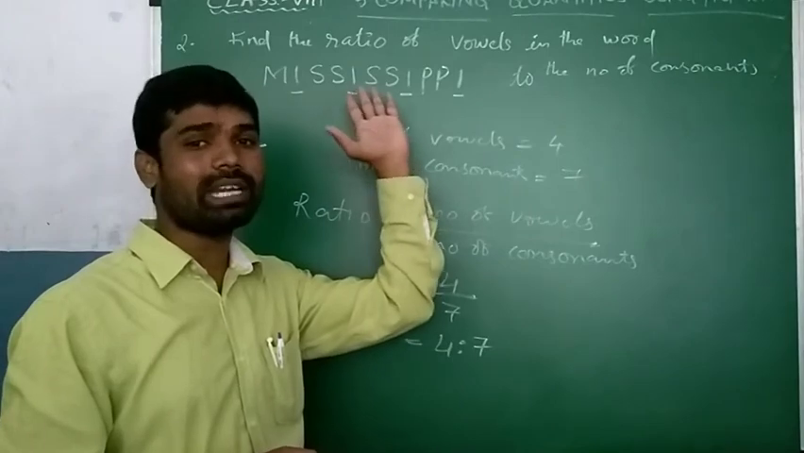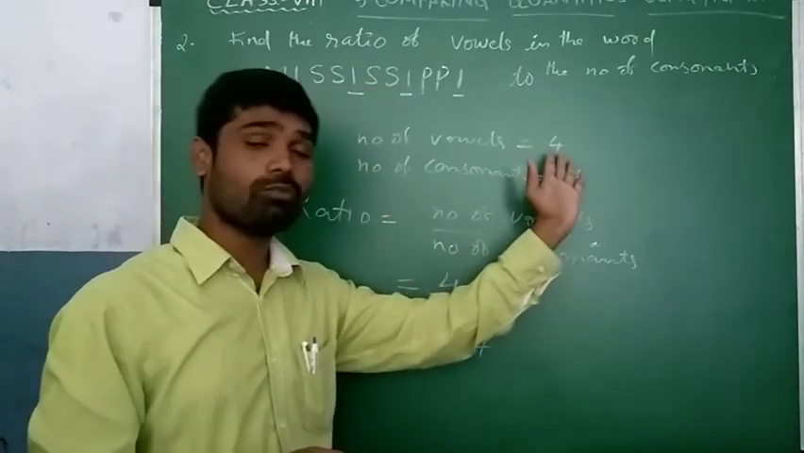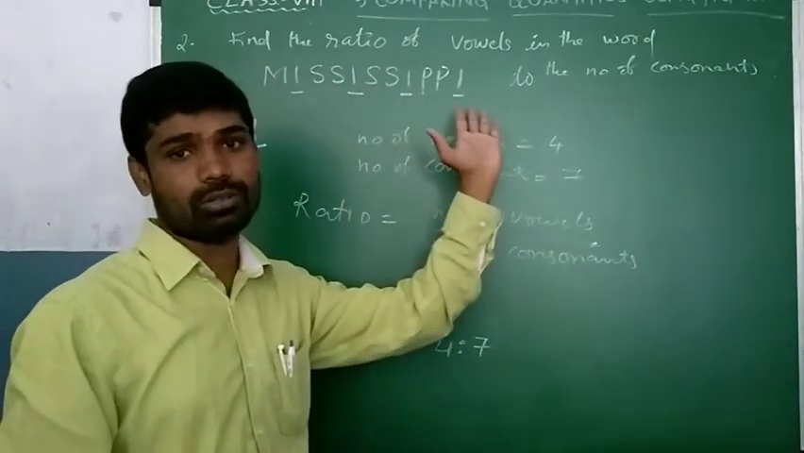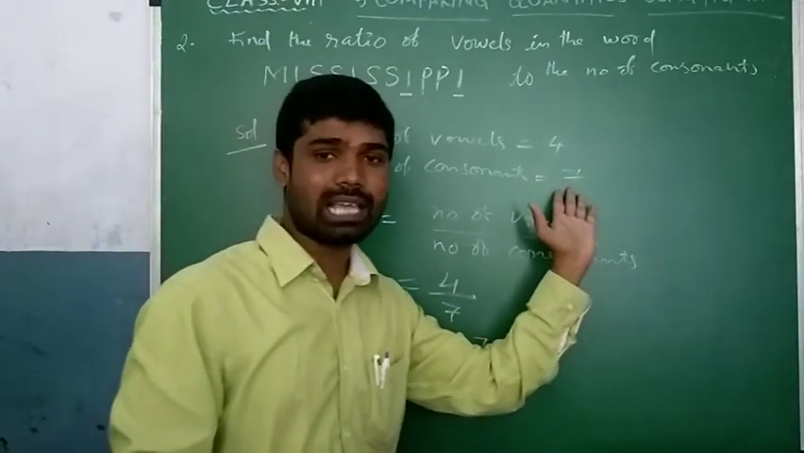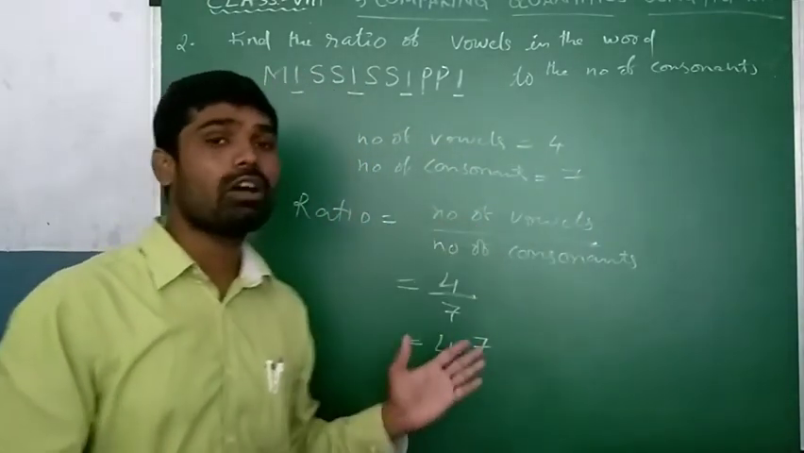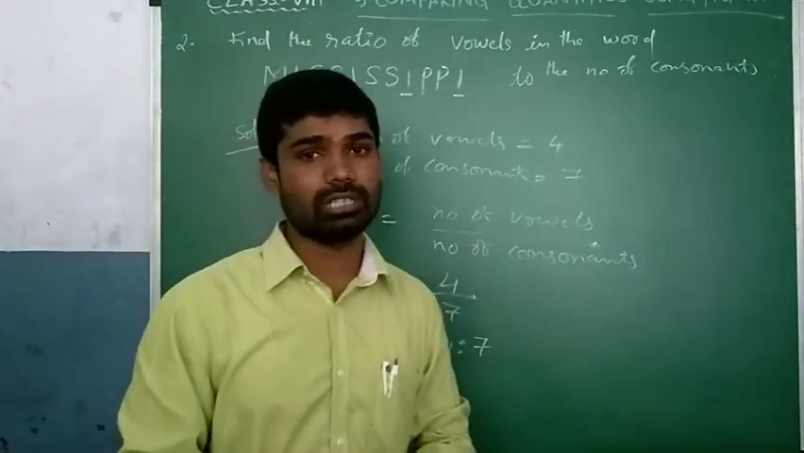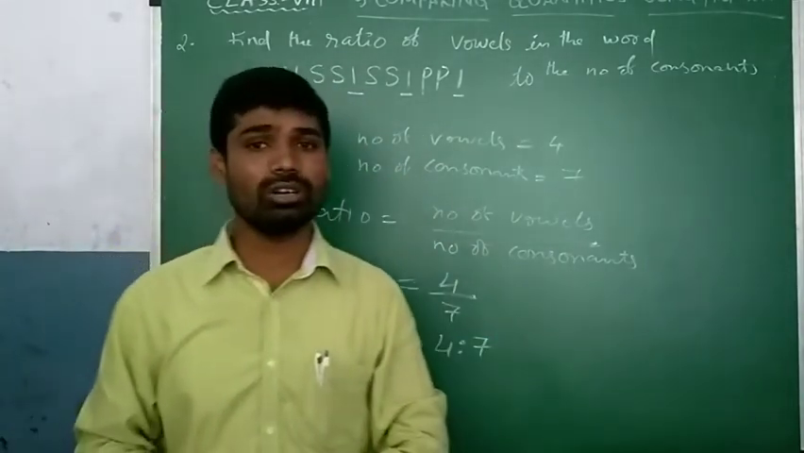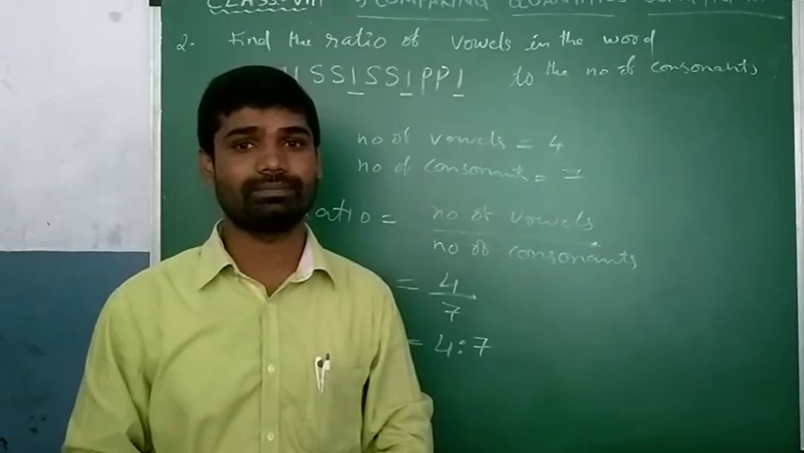Only I, and how many times is it? 4 times. So it has 4, and the remaining are consonants. How many are there? 7. So what is the ratio? 4 by 7. It can be written as 4 is to 7. So this is the ratio between vowels to consonants.